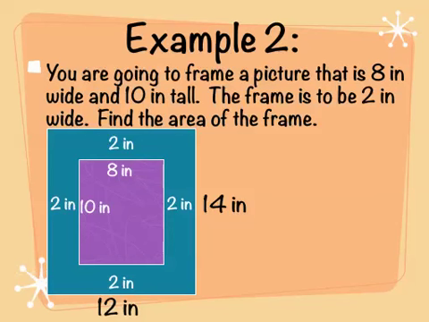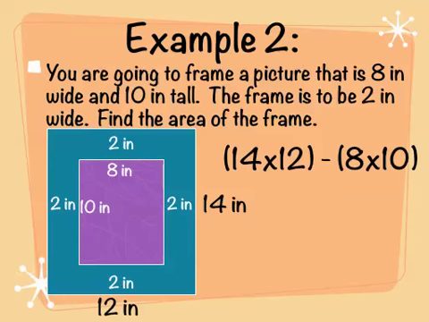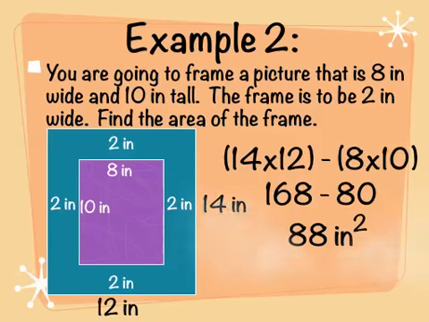Now to find the area of just the frame, just the blue part in the picture, I need to find the area of the whole thing, which would be 12 times 14, and subtract the area of the picture, which is 8 times 10. Well, 14 times 12 is 168, minus 8 times 10 is 80. So when we subtract this, we find that the area of the frame is 88 inches squared.